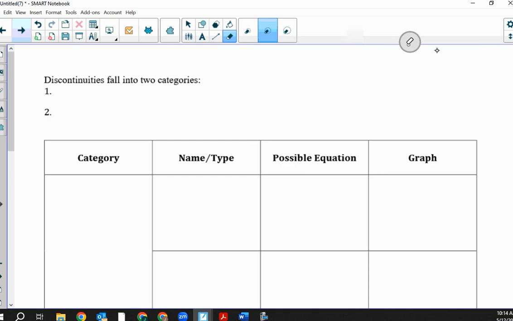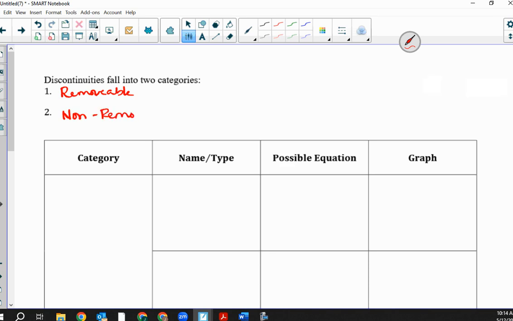There's removable and non-removable. Removable is one of those words when I'm spelling it that I think I did spell it wrong. There's not an E. Removable. You ever have those words that you're writing and you're like, that just looks wrong? That's one for me.